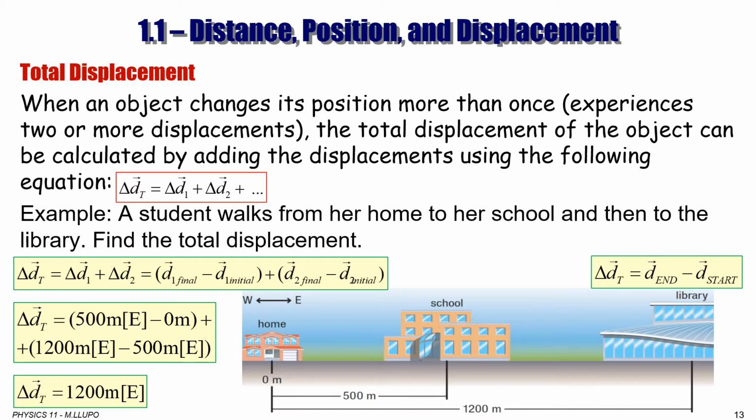So no matter where you go through many trips, what matters is where you started and where you ended up. So it is the end position of the object minus the start position of the object.